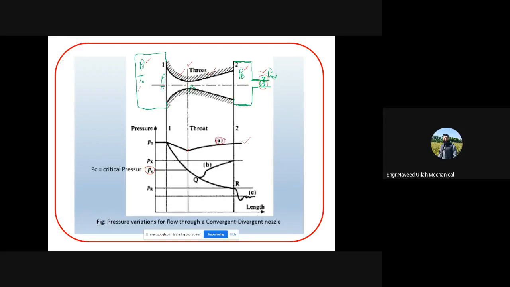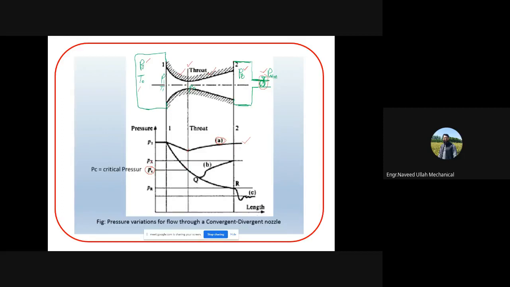You have studied this in fluid mechanics: the Venturi effect. In the convergent side of the CD nozzle, the pressure drops till the throat, the fluid is accelerated, and we have maximum velocity at the throat. But it is not necessary that the maximum velocity is the sonic velocity in this first case. And then after that, the fluid is decelerated, the velocity decreases and the pressure increases.